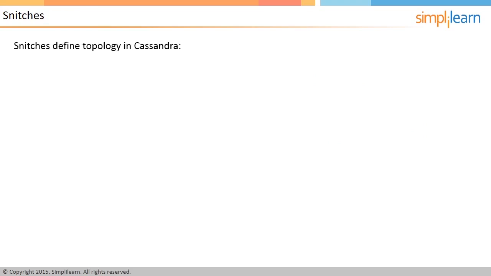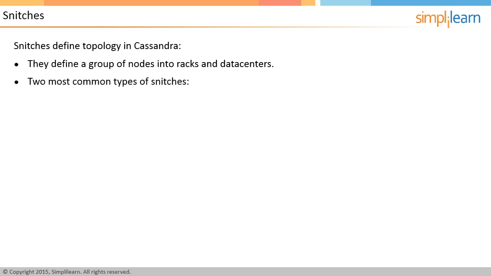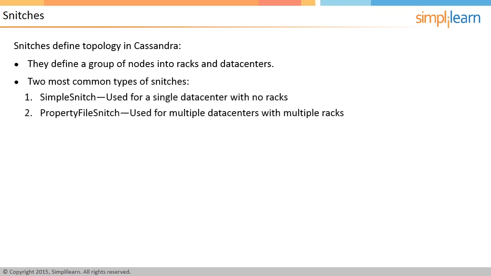Snitches define topology in Cassandra. A snitch defines a group of nodes into racks and data centers. 2 types of snitches are most popular: a simple snitch and a property file snitch. A simple snitch is used for single data centers with no racks. A property file snitch is used for multiple data centers with multiple racks. Replication in Cassandra is based on the snitches.